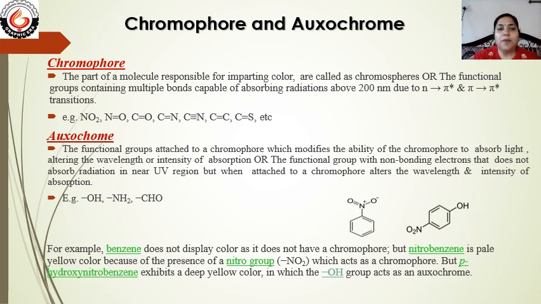The part of a molecule responsible for imparting color is called a chromophore. So chromophores are those groups which impart a color, or you can say that due to presence of these chromophores, the molecule will be able to absorb a particular wavelength radiation. So here the examples are given like NO2, N double bond O, C double bond O, C double bond N, C triple bond N, C double bond C, C double bond S, etc.